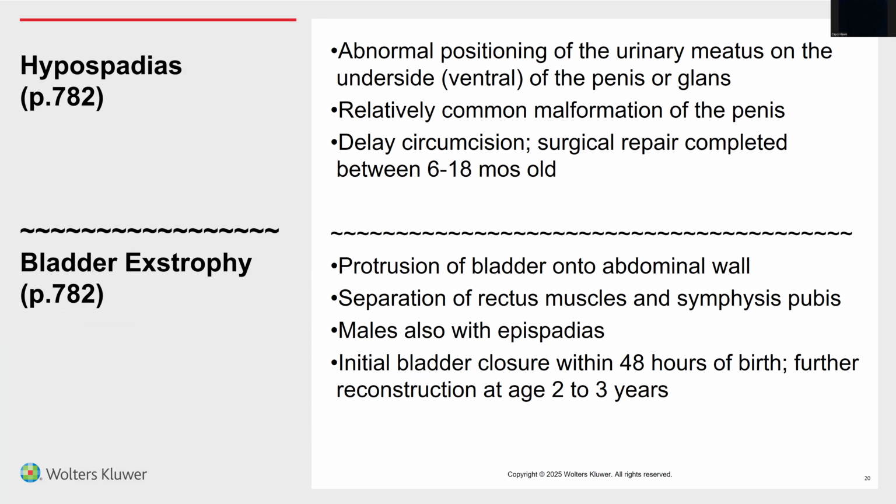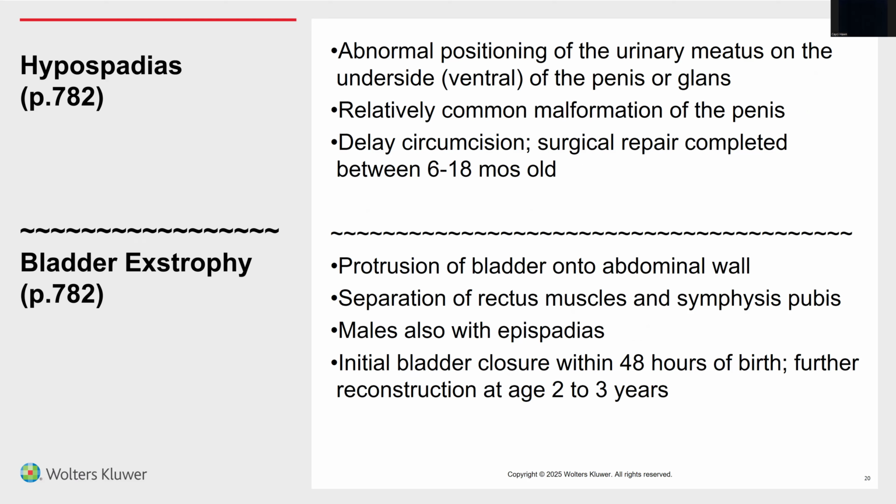Hypospadias occurs as a result of the urethral folds failing to partially or completely close with the lack of fusion of the foreskin. The cause is generally unknown, but it's thought to be influenced by genetic and environmental factors. Risk factors include maternal diabetes, placental insufficiency, prematurity, fetal growth restriction, advanced maternal age, and in vitro fertilization. It is a relatively common malformation of the penis.